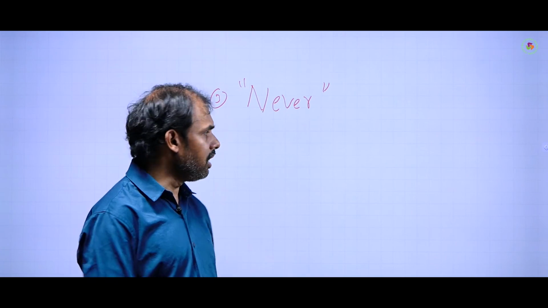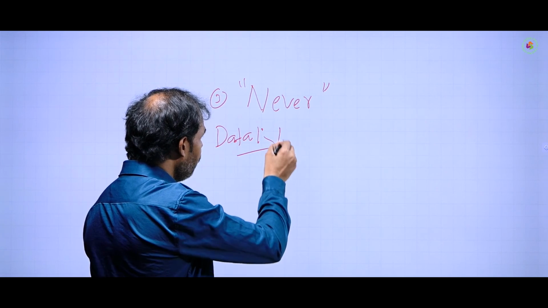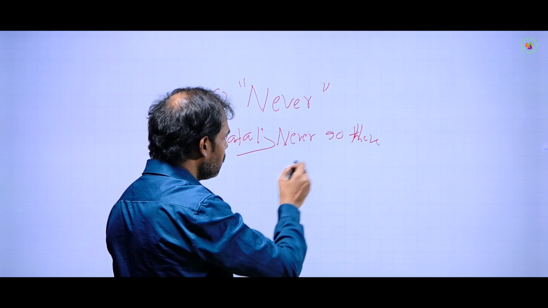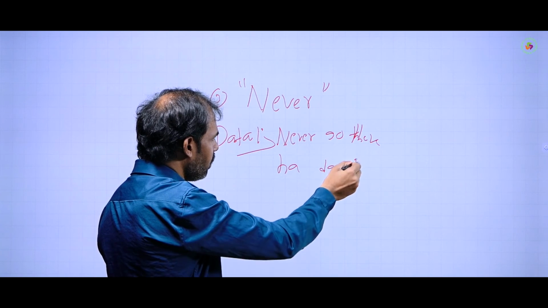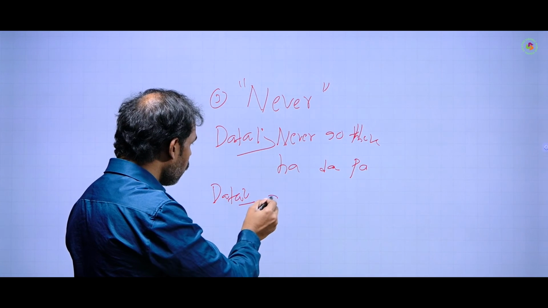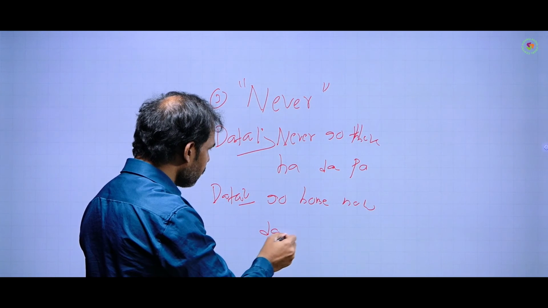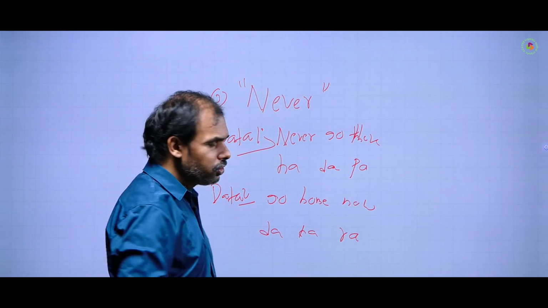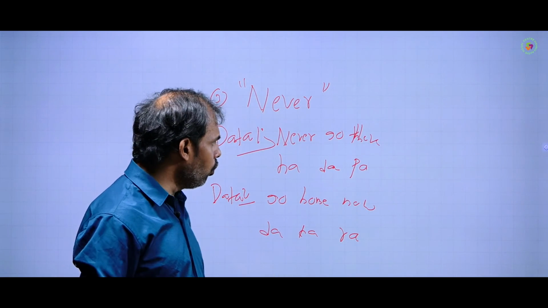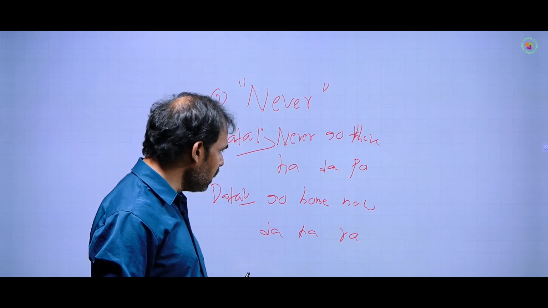You have to find the code for never. Data 1, never go there is written as HADAPA. Data 2, go home now is written as DAKARA. So first we have to find the code for never. There are two data given. Data 1, never go there is written as HADAPA. Data 2, go home now is written as DAKARA.